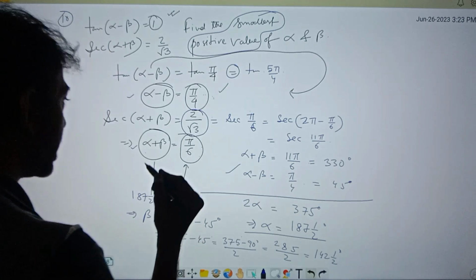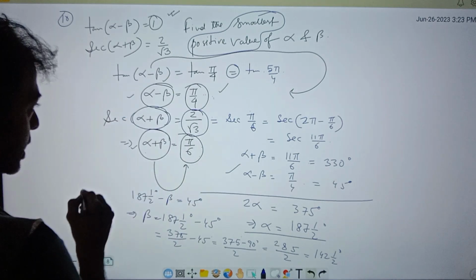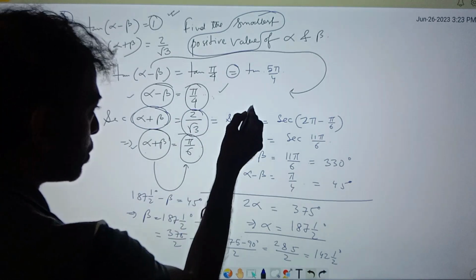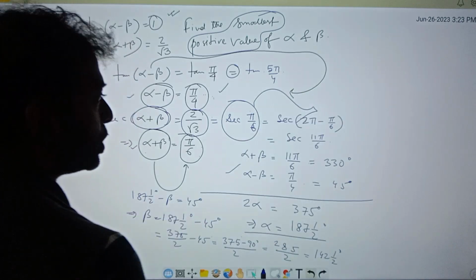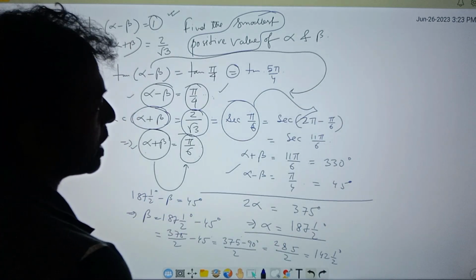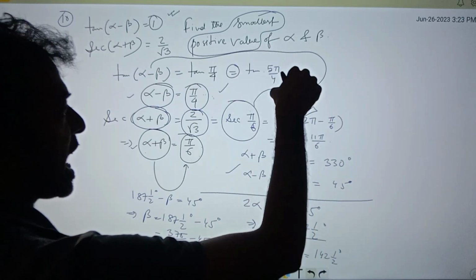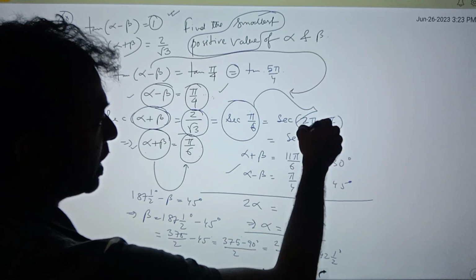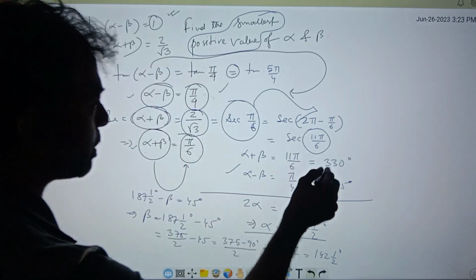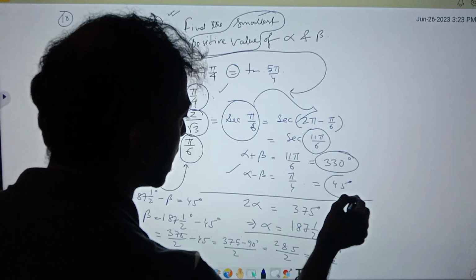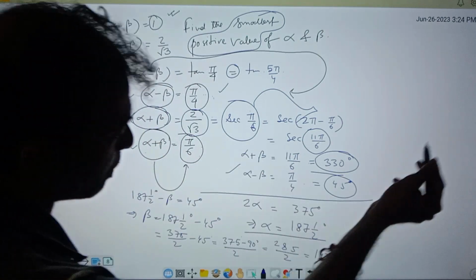So in case of this problem, you need to adjust this one. That's alpha plus beta, and that's 2 by root 3. You all know that that will be sec pi by 6. And you need to use this rule, that is sec of 2 pi minus pi by 6, because in the fourth quadrant sec is always positive. If you calculate this one, the result will be 11 pi by 6. So sec 11 pi by 6, so alpha plus beta will be 11 pi by 6, that is 330 degree, and alpha minus beta equal to 45 degree. Hence, you just solve those two equations and you will get the value of alpha and beta.